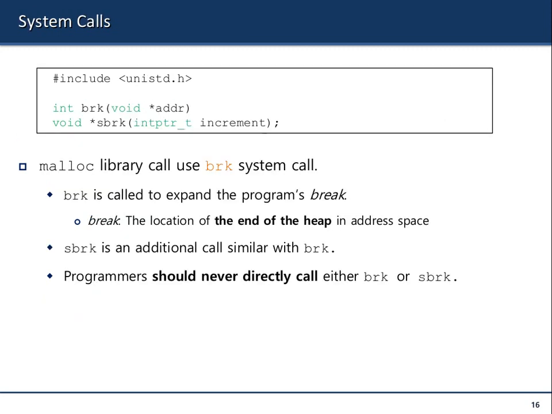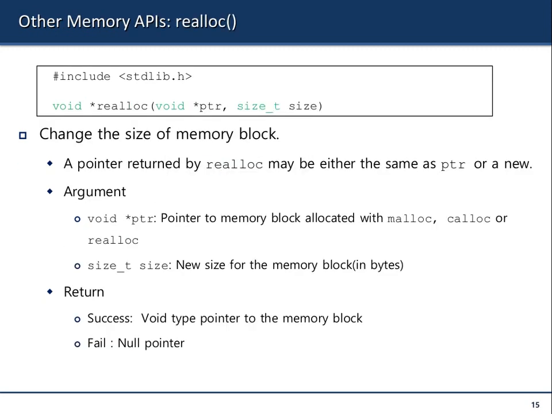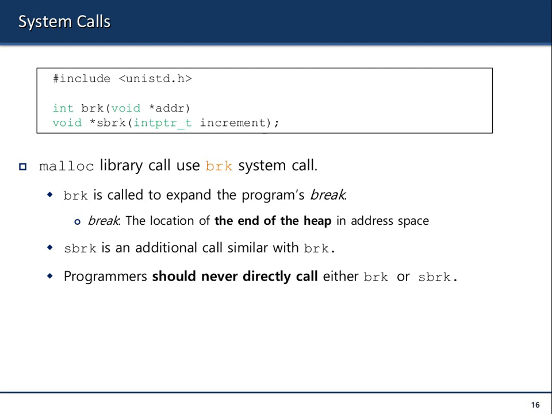Okay, so itong mga 'to, yung malloc, calloc, realloc, and free, they are all part of the standard C library. Okay? Hindi sila system call. Okay? And underneath that is the system call associated with them. So, yung brk and sbrk.